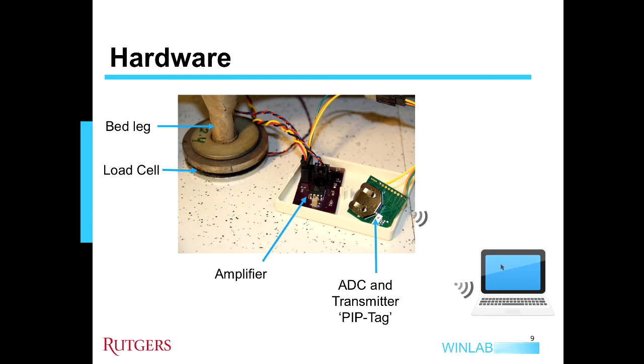This is the real system that we have. Anyone interested, I can show. This is the bed leg, and this is the load cell. It's connected to the amplifier circuit. The amplifier circuit is connected to the tag that transmits the data wirelessly to the receiver.